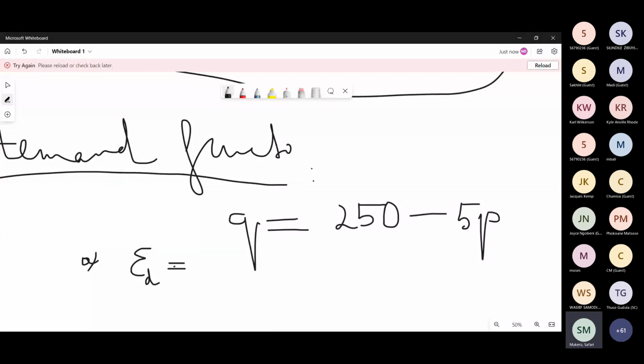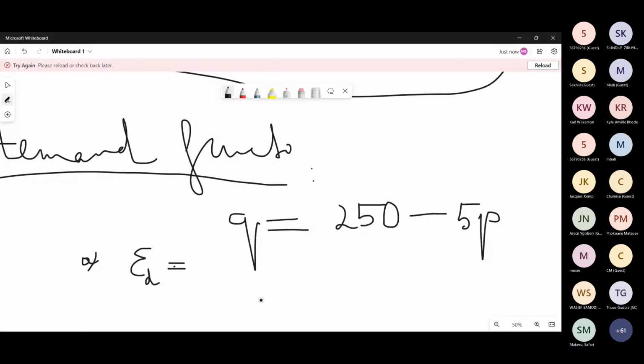Are you there, please? We are here, Prof. I think we're just trying to figure out as well. Okay. Epsilon D. So this is the elasticity.